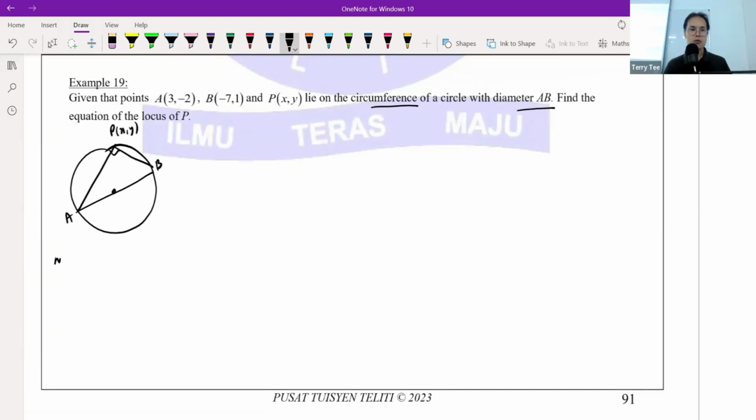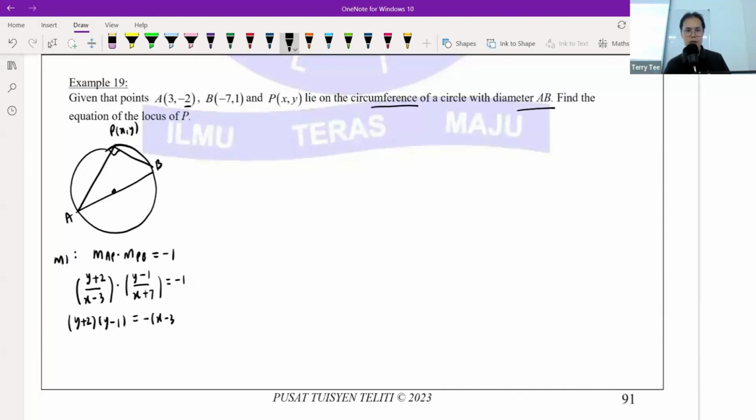So the first method we're going to use is the formula for gradient. Now we use gradient AP times gradient PB. The result is -1. For AP, I'm going to use y plus 2 over x minus 3, multiplied by y minus 1 over x plus 7. The result is -1. Can we expand this? For me, I'm going to put y plus 2 multiplied with y minus 1, which is negative x minus 3, x plus 7.